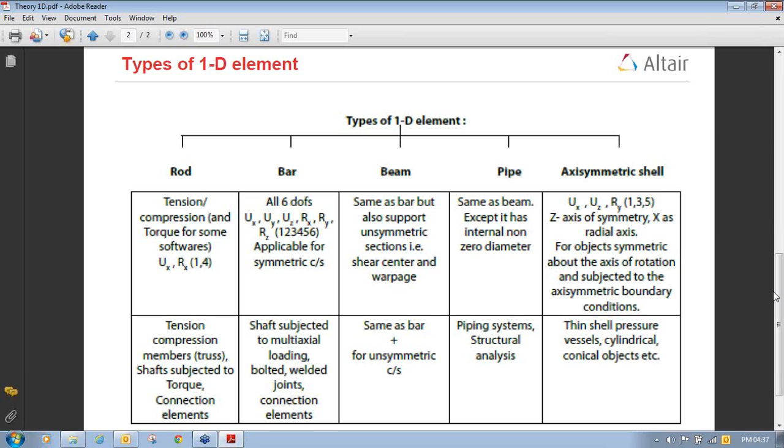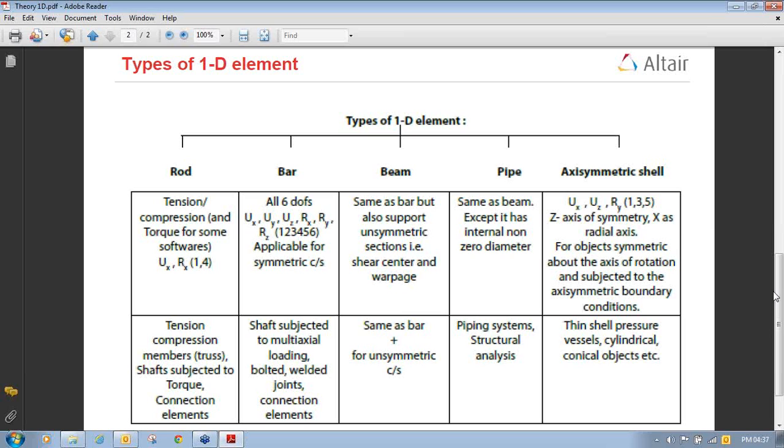Then there is one more type of 1D element available, that is pipe. Pipe is the same as beam, but there is a slight difference in pipe element, that is it has an internal non-zero diameter. The practical application of pipe element is piping system structural analysis.